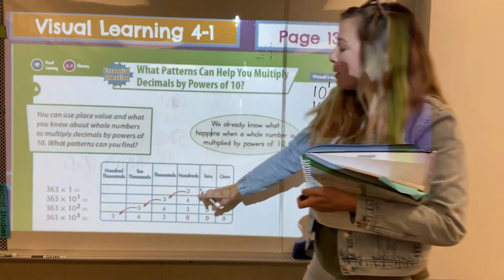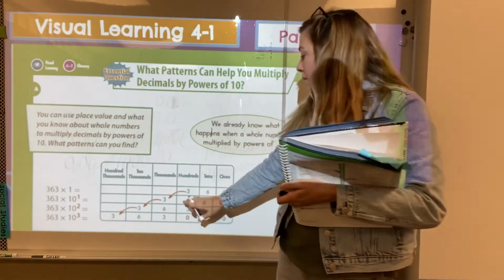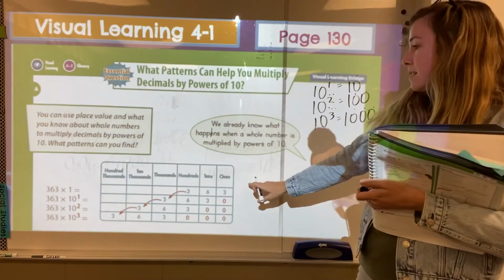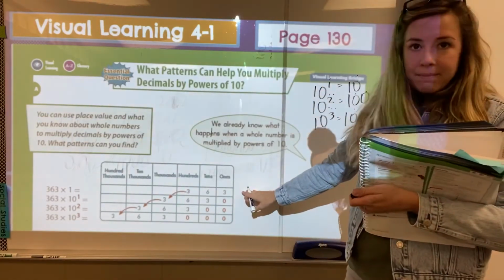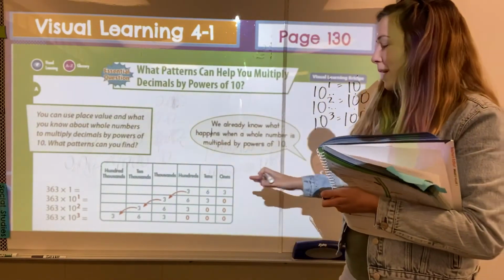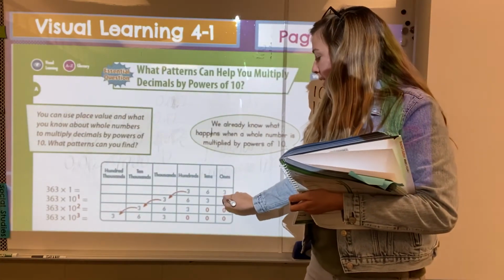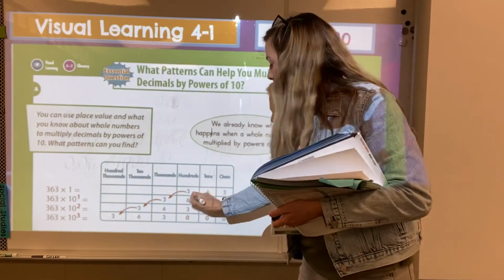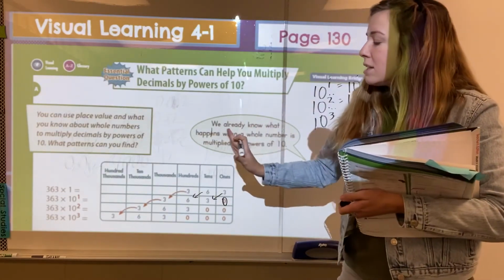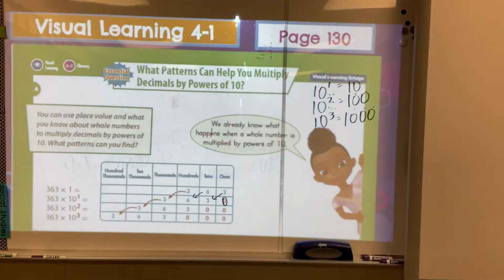Now, what I want you to notice here is what the non-zero digits are doing. We already knew that when we multiplied 363 by 10 to the power of 1, it shifts over 1, and we add that 0 at the end. All of my digits shift over: the 3 shifted over, the 6 is shifting over, and the other 3 is shifting over. And it continues to shift over as we multiply by greater powers of 10. So take a peek at the bottom.